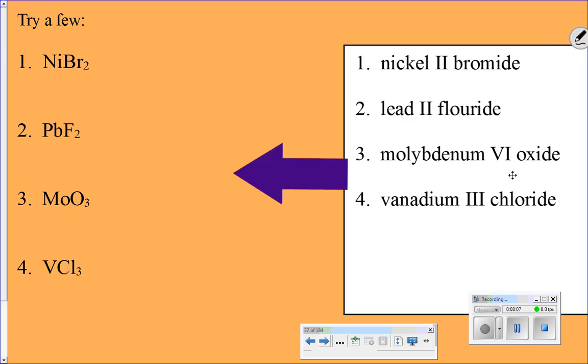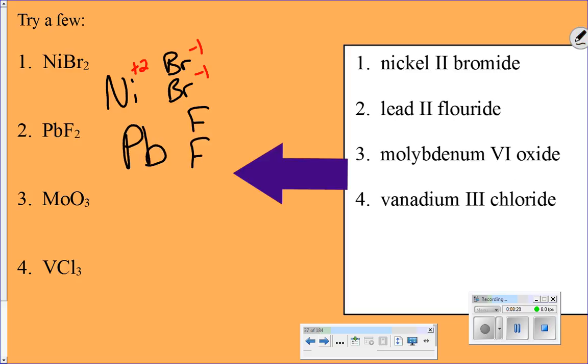So I'm just going to break down where these Roman numerals came from. We have 1 nickel with 2 Brs, negative 1, negative 1. Since there's 1 nickel to balance that out, it has to be positive 2, hence nickel 2 bromide. The PbF example is extremely similar. So lead, we do not know its charge. If you looked up each of these Fs, they have a charge of negative 1 each, meaning lead has to have a charge of positive 2.